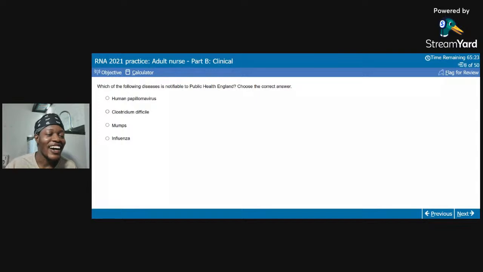But yeah, I was banking on residual knowledge. So I am going to go with C. diff for this because C. diff is a very serious disease. Disease, it's not an infection.